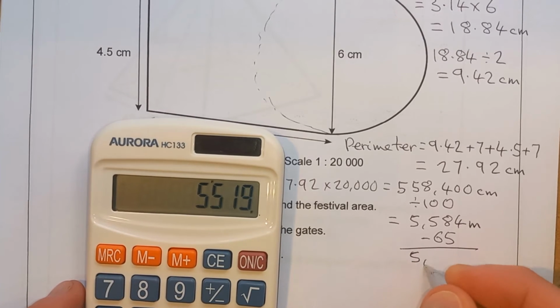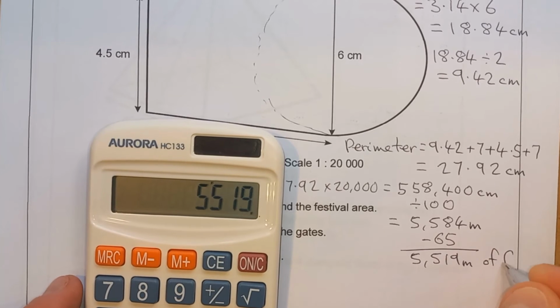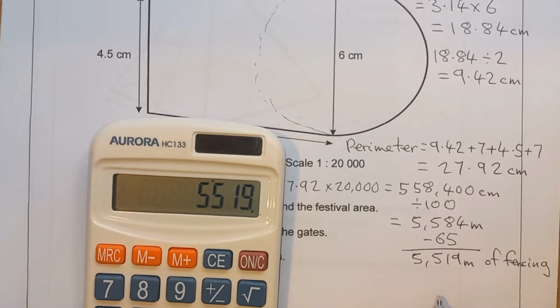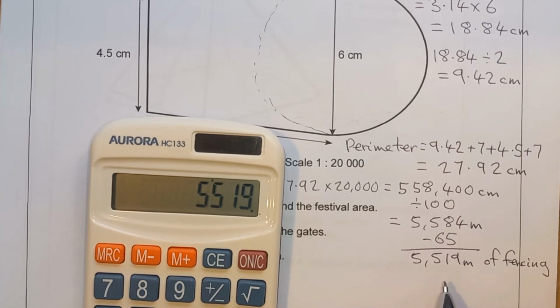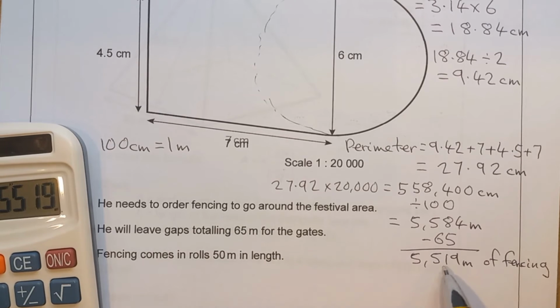So that means we need 5,519 metres of fencing. This is where it helps to put a couple of words, just to remind yourself what it is you've actually worked out. Okay. Now we've got 50 metres on a roll. So how many 50 metre rolls are we going to need for this?